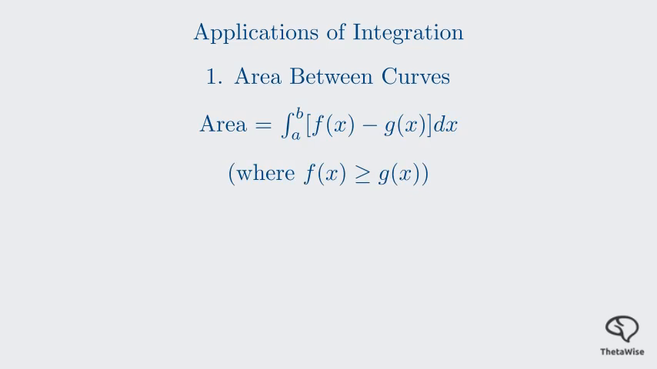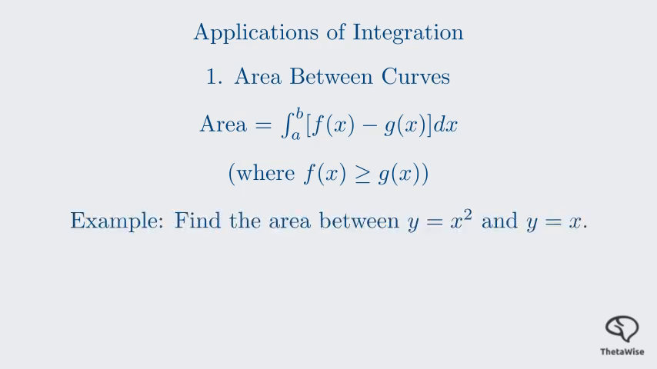Let's find the area between the parabola y equals x squared and the line y equals x. First, we need to find the points of intersection by setting the functions equal to each other. x squared equals x. This gives us x equals 0 and x equals 1. These will be our limits of integration.